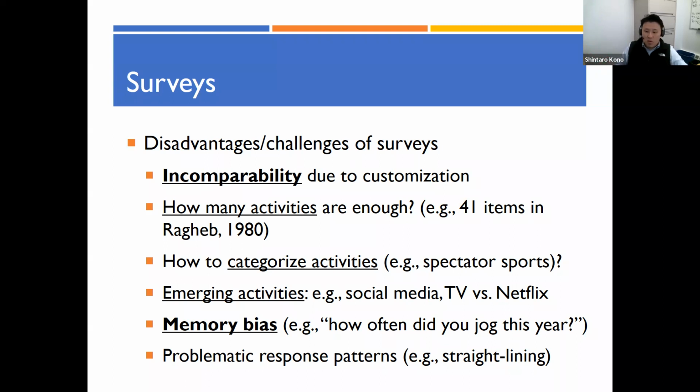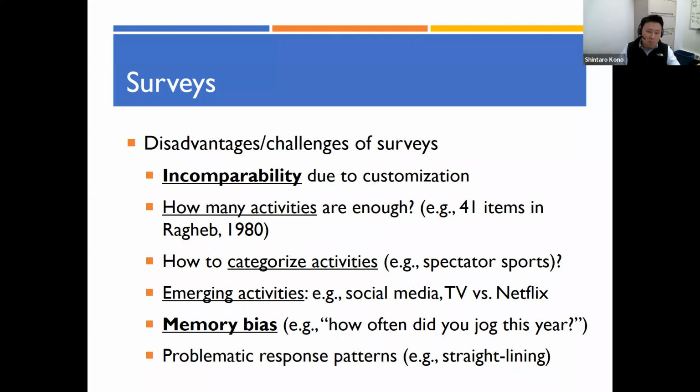Like, how often did you jog this year? You maybe jogged only 5 times, but you feel like, yeah, you know what? I feel like I jogged like 15 times. I think I was active. Maybe I have that positive memory bias, right?